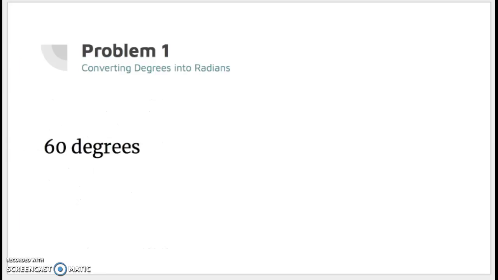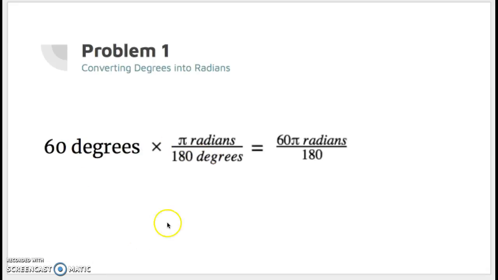For our first problem, we'll be converting degrees into radians. First, we have here 60 degrees, which we will then multiply by pi radians over 180 degrees, where the degrees will cancel out. And multiplying this together, we will get 60 pi radians over 180. And when simplifying, we will get pi over 3 radians.